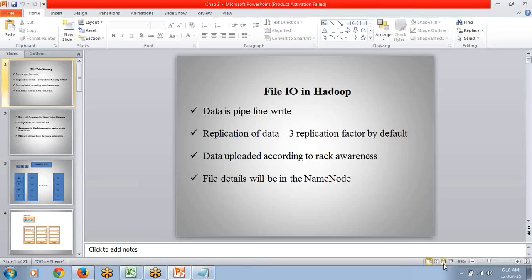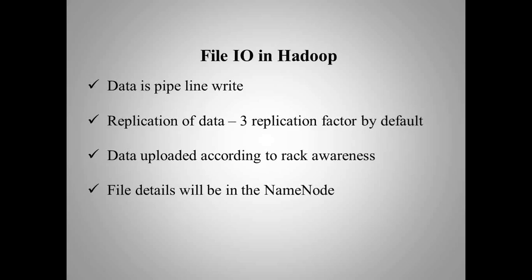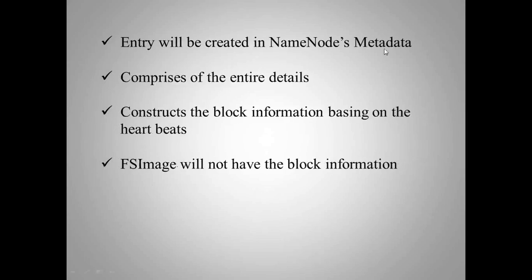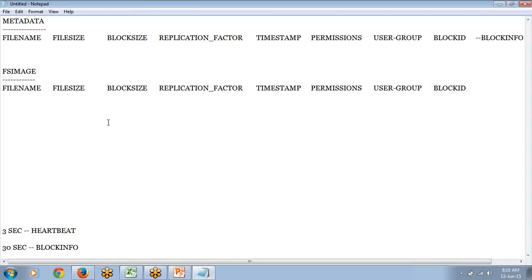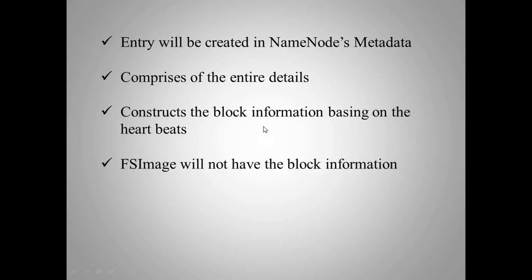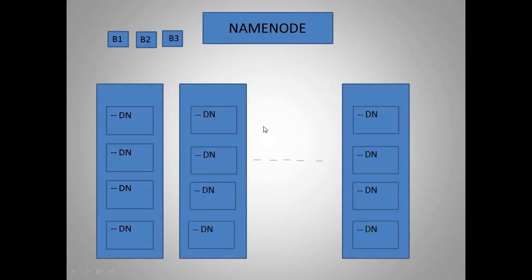And then, as I specified, the moment you want to upload a file, an entry will be created in the name node's metadata, that means in the name node's RAM, which will have all these details, where it will construct the block information based on the heartbeats. And as I shared just now, the FS image will not have the block information, right? And here you can see how a file will be uploaded to the cluster environment. Let's talk about it in a detailed way.